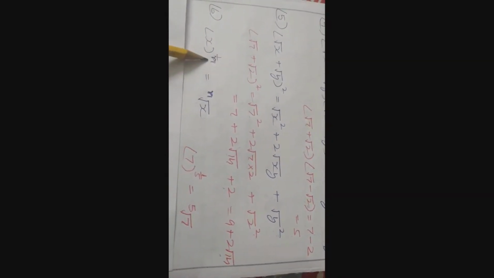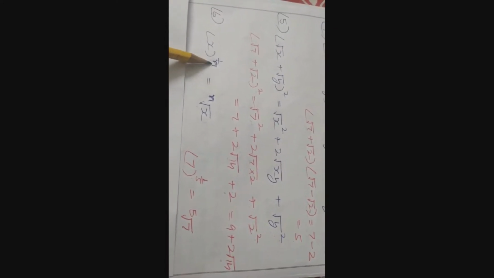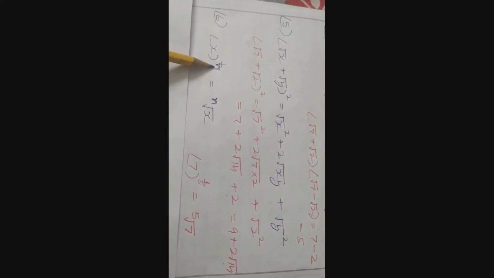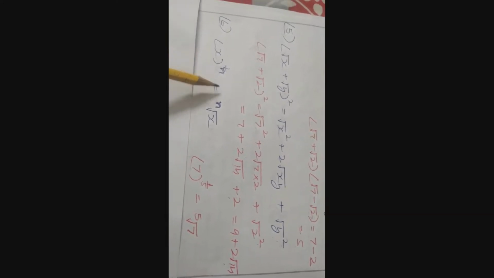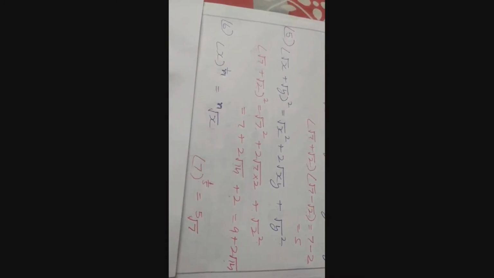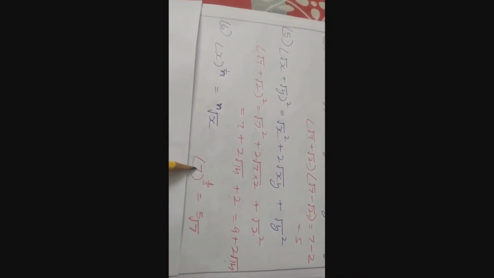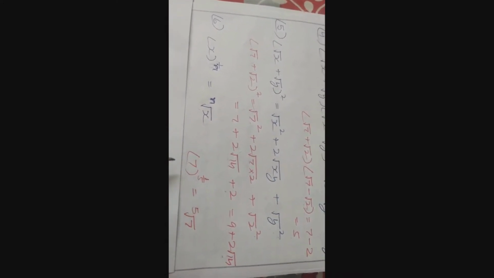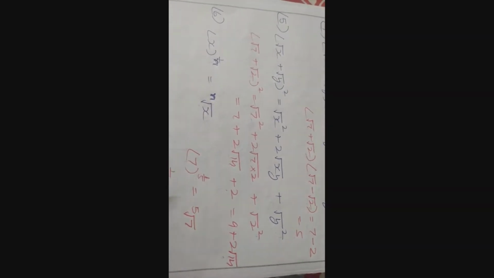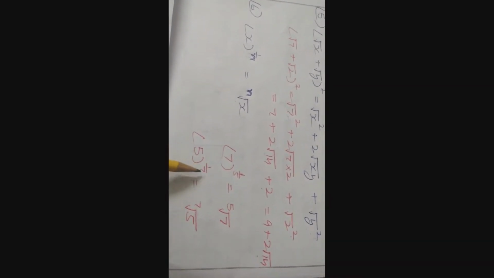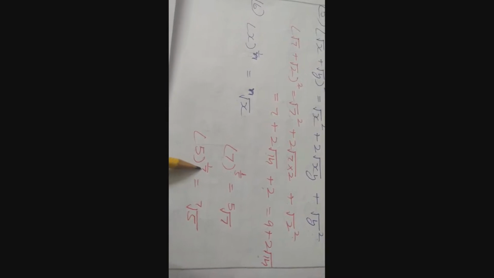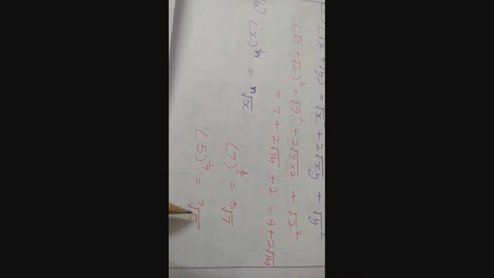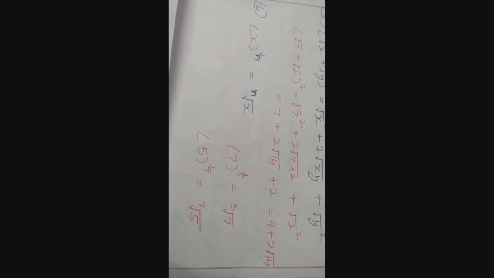x whole power 1 by n is called the nth root, and it can be written as nth root of x. For example, 7 power 1 by 5 is the fifth root of 7. 5 power 1 by 7 is the seventh root of 5.